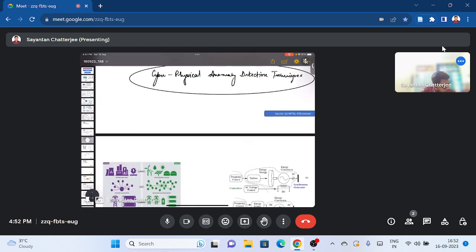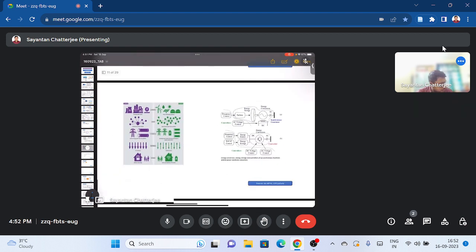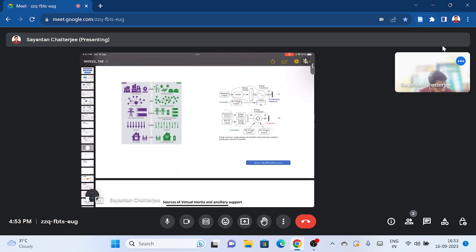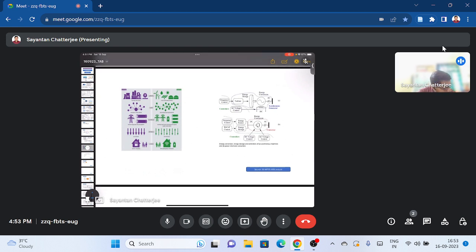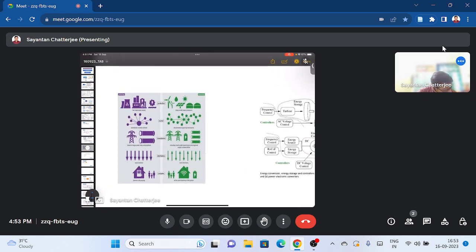Then we have a bit of discussion. In the lecture itself, there was a bit of discussion about virtual and ancillary services support. So what is virtual and ancillary support? We can observe it in the present smart grid architecture models. Here we can see the unidirectional power flow model, a top down approach.